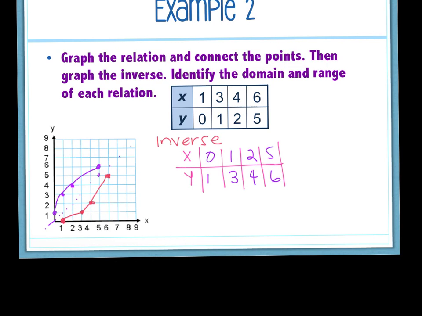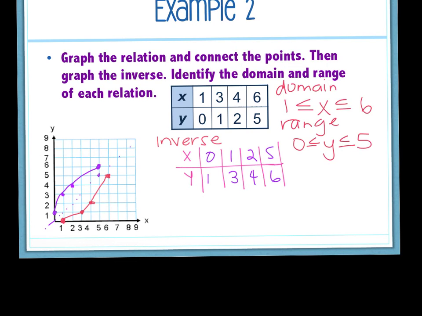All right, so now domain. What's the domain of my initial function? Who thinks they know it? It starts at 1, and it goes to 6. Good. So x is greater than or equal to 1, but less than or equal to 6. How about range? 0 to 5. Good. So y is greater than or equal to 0, but less than or equal to 5. Raise your hand if you got that right so far. Good.